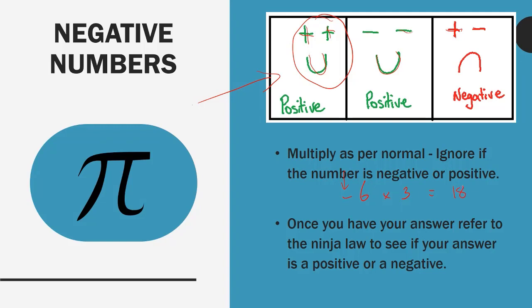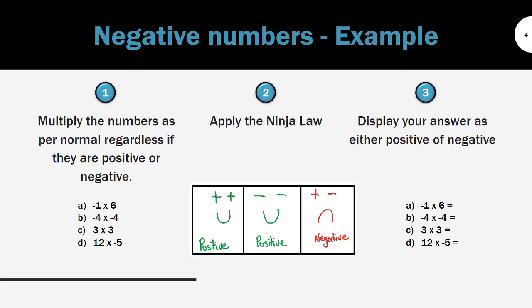But then once we find our answer, we refer to our ninja law, and we see whether our answer is negative or positive. So if we have two positive numbers, our answer would be positive. If we have two negative numbers, our answer would also be positive. But if we've got one of each, our answer is going to be negative. So in the instance of this example, because we have one negative number and one positive number, our answer becomes a negative. So negative 6 times 3 is a negative number.